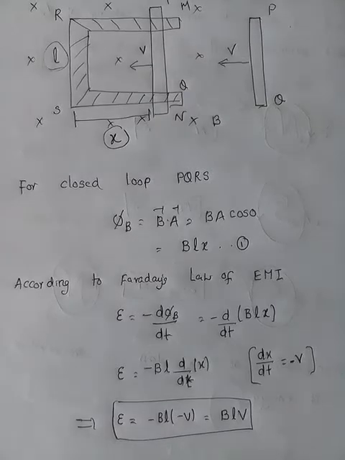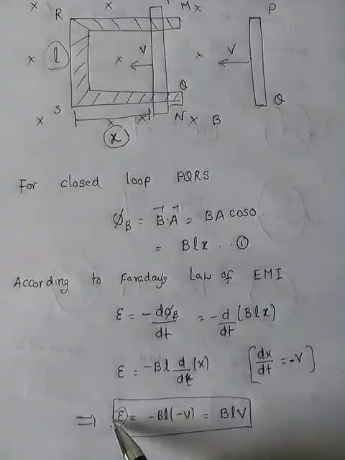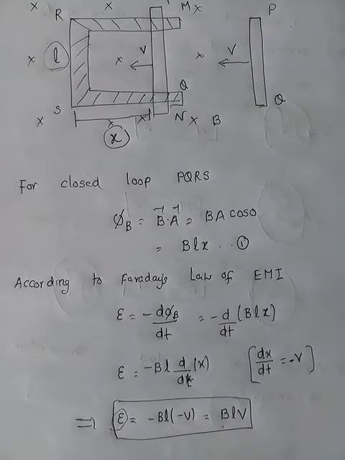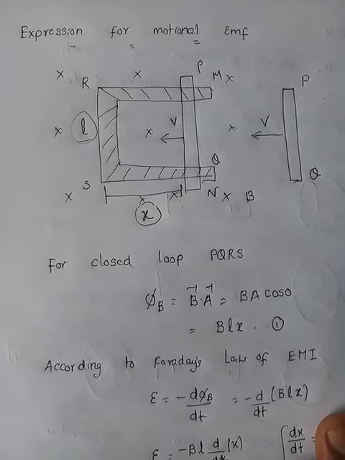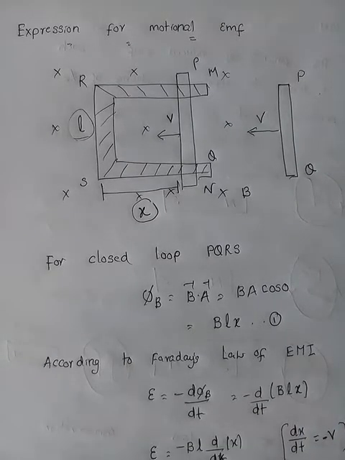So the expression for motional induced EMF is directly proportional to the applied magnetic field, the length of the conductor, and the velocity with which it is moving. So what is motional EMF? The EMF that is due to relative velocity, or due to change of its motion. That's why it is called motional EMF. Clear?